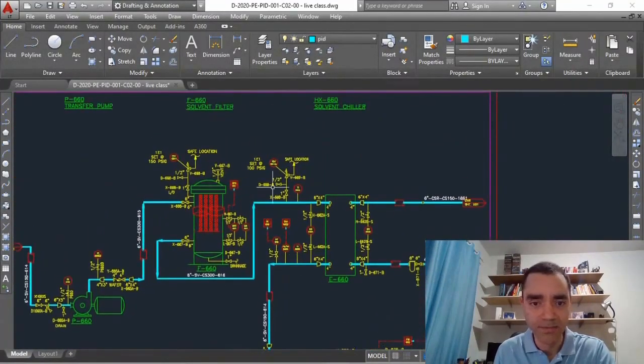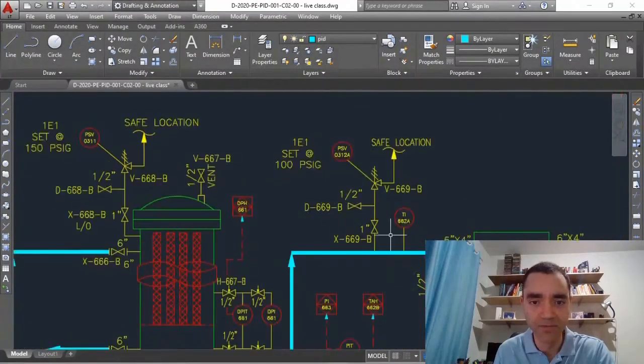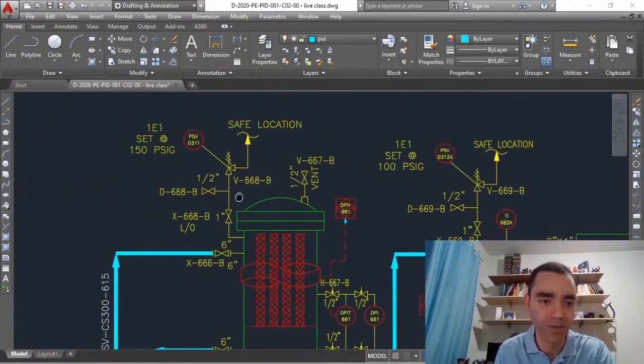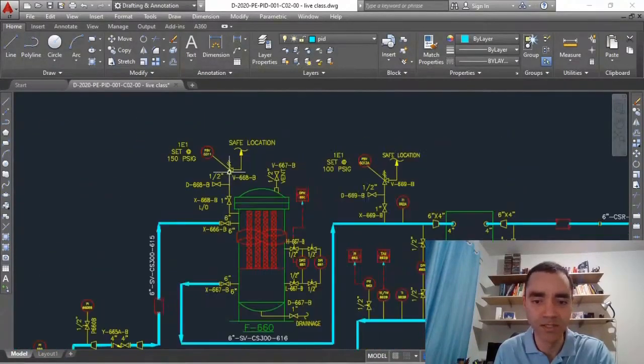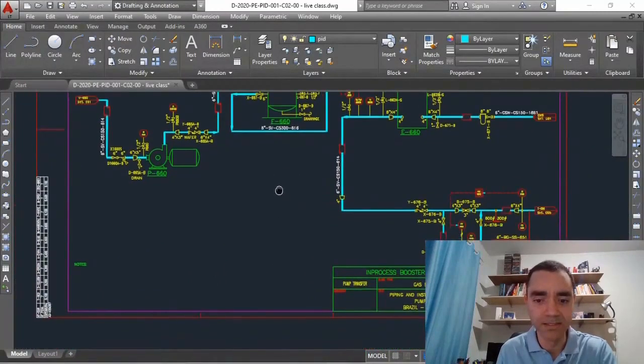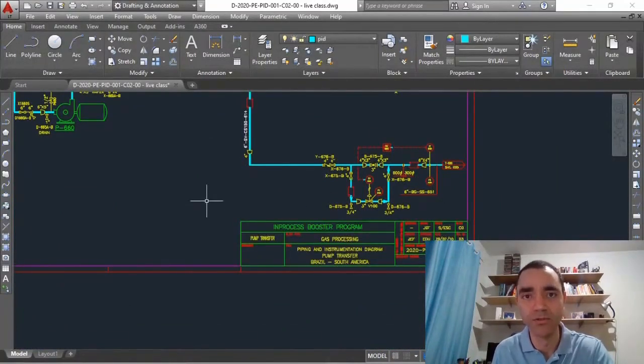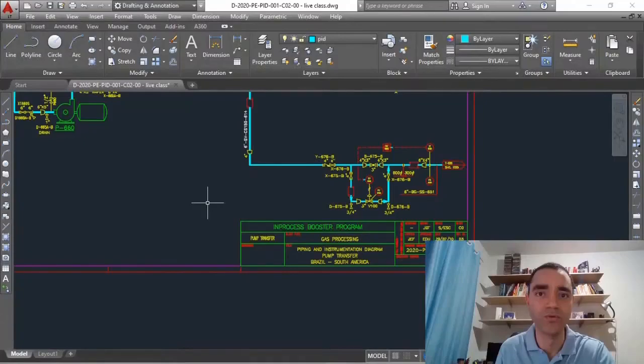Besides that, we have some safety valves here. We have a PSV at this point, and a PSV at this point to protect the system. And this is the overview of our process. And finally, we have a stamp here, and every time that you draw an engineering document, you need to have a stamp to identify who did it, who approved it, who revised it, and so on.